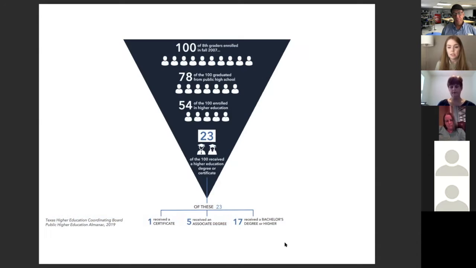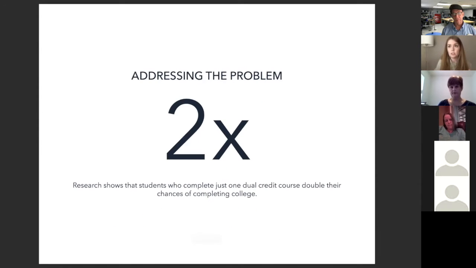And as you can see in the next image here, there is hope in addressing this problem. Nationwide research from multiple sources shows that students who take just one dual credit or equivalent course double their chances of completing college. So this doesn't say that a student has to take a certain type of course. It doesn't have to be a math course. It doesn't have to be a science course necessarily. They don't have to earn an A in that course even. It's just the act of being in a course like this that's going to allow them to double their chances of success.